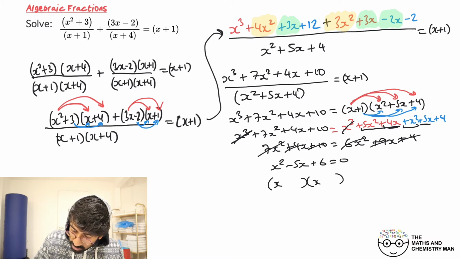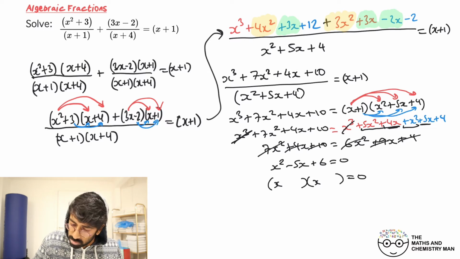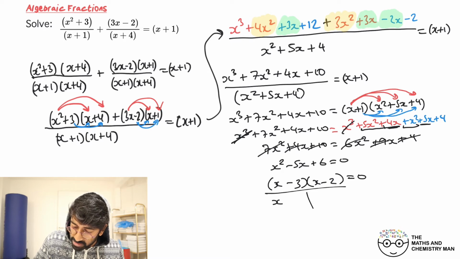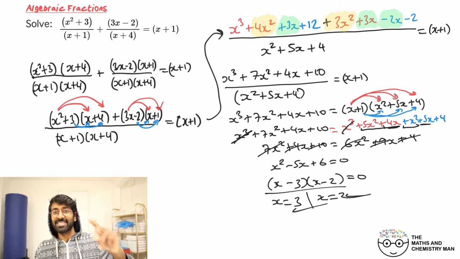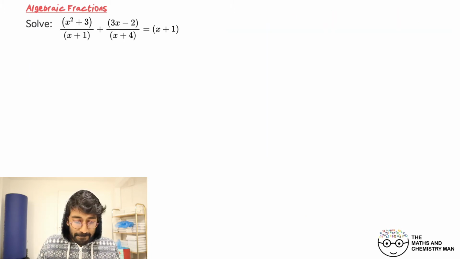So I'm going to put those into some double brackets. And we're looking at, I think, minus 3 and minus 2. And that means x should equal 3 and x should equal 2. So there you go. Those are the answers that we were looking for. Hope you've got that.